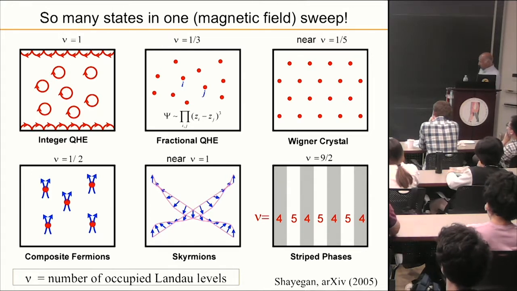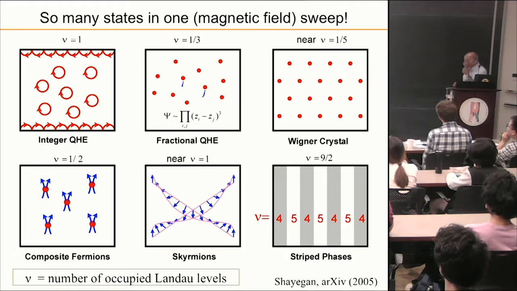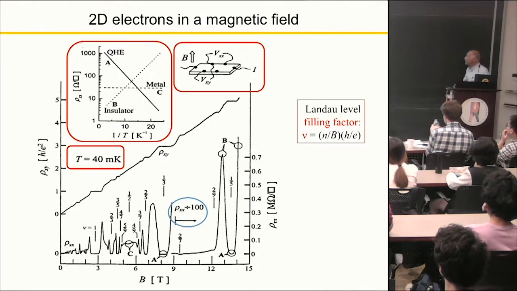When you have this last Landau level exactly half filled, you get these composite fermions, 2 flux plus an electron, quasi-particles. And then there are, of course, skyrmions and stripe phases and so on. So you have so many phases. That's what has fascinated me for many years, that it's a very rich system that we have.